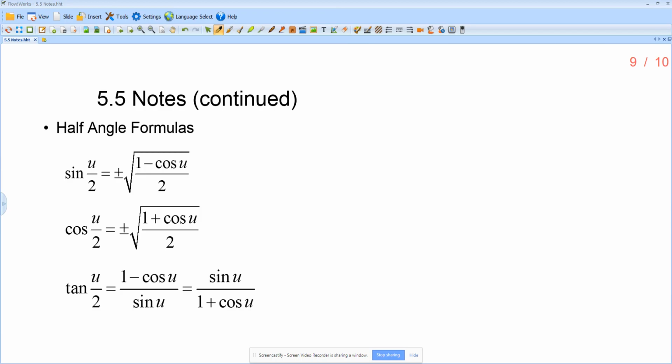So half angle formulas, again, they're not something that has to be used. They're something that in certain situations you might need to use, but we haven't always needed to use them. So this is for the sine of u over 2, cosine of u over 2, and tangent of u over 2. For sine, you get plus or minus the square root of 1 minus cosine u over 2. For cosine, you get plus or minus the square root of 1 plus cosine u over 2. And for tangent, you get 1 minus cosine u over sine u, which is also the same as sine u over 1 plus cosine u. These are equivalent expressions.